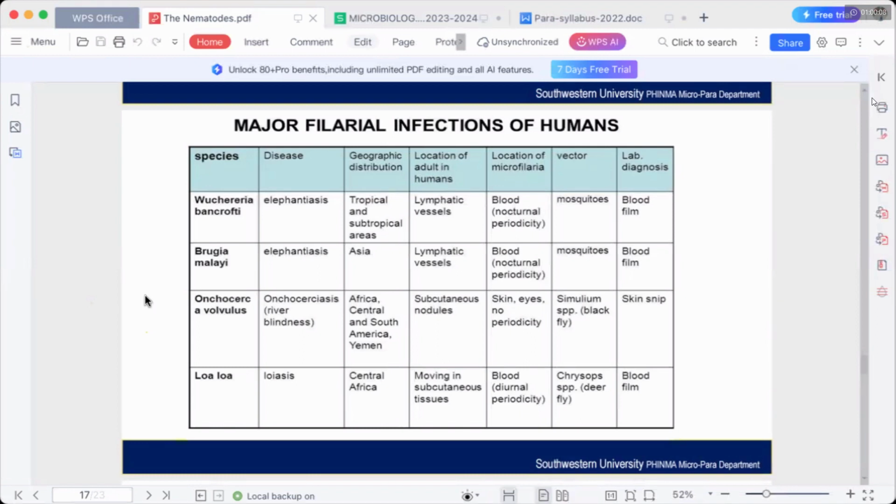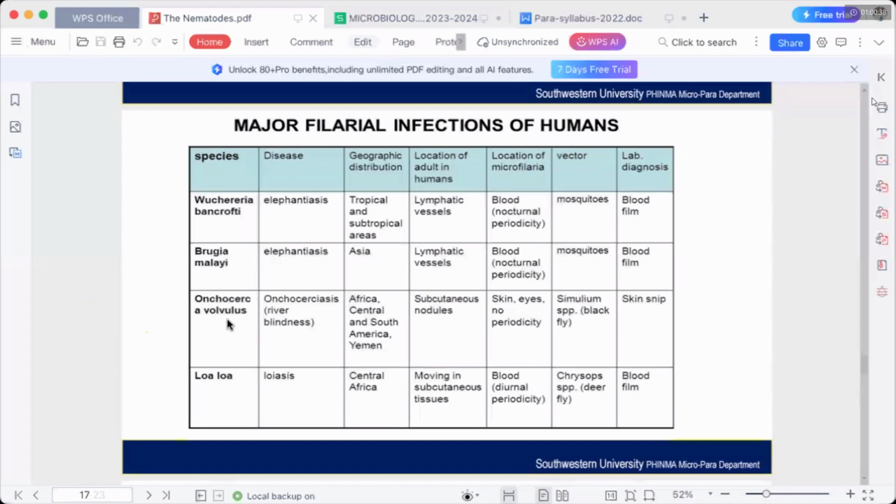So next is your Brugia. Same with your Wuchereria, the disease is still elephantiasis. Then the geographic distribution is around Asia, and the adults are still in the lymphatic vessels. Then you need blood, still with mosquitoes as the vector, and the lab diagnosis is the same, you need the blood film.